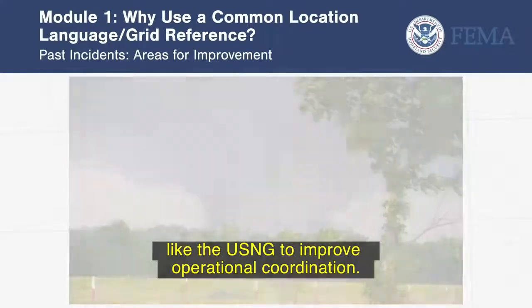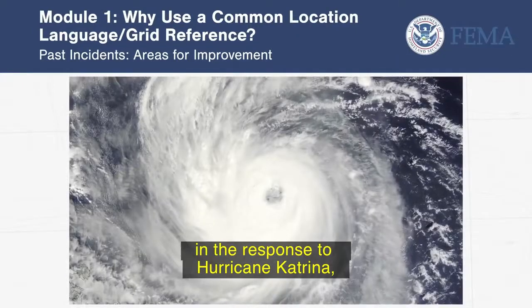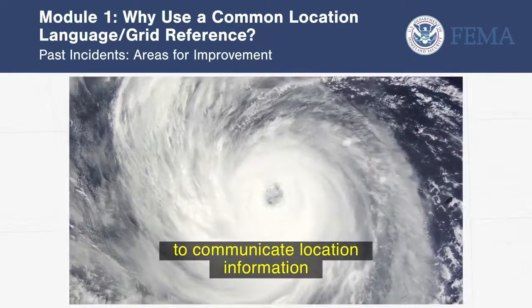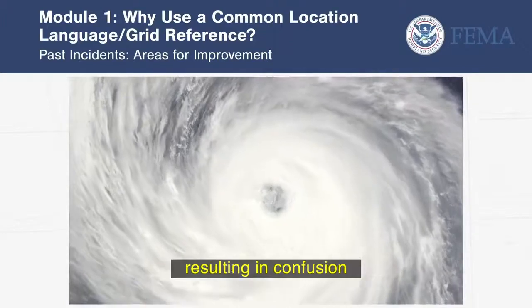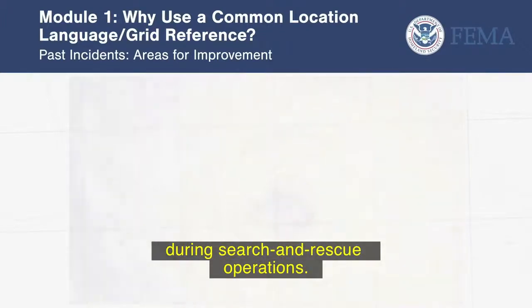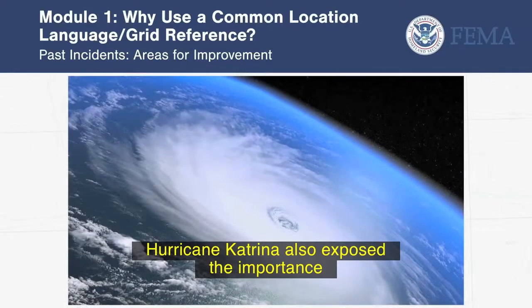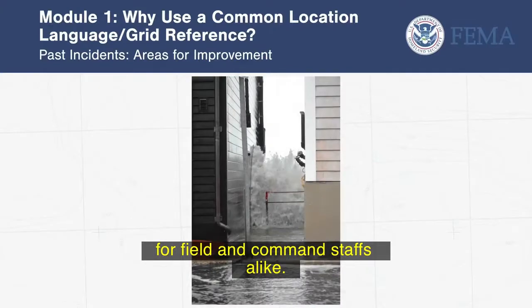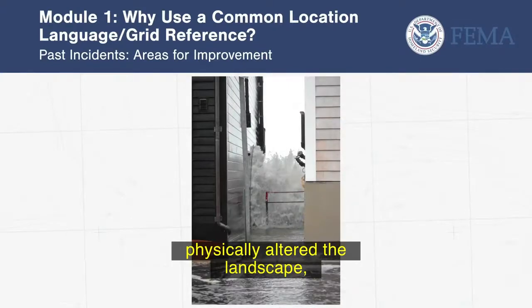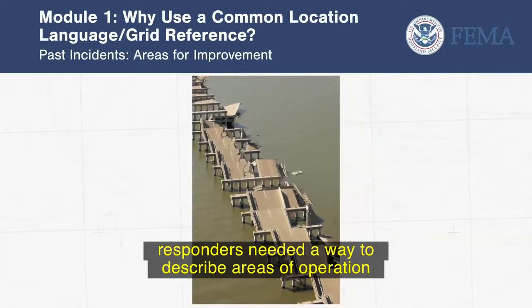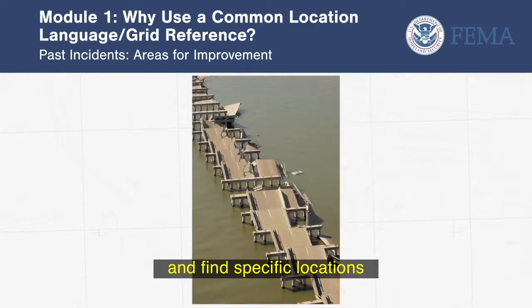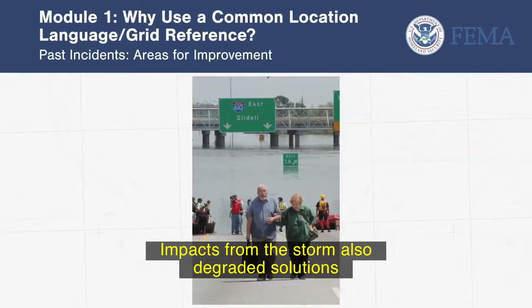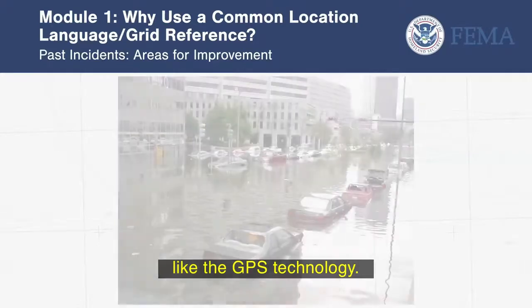operational coordination. For instance, in response to Hurricane Katrina, agencies did not always use a common, consistent method to communicate location information or situational awareness, resulting in confusion during search and rescue operations. Hurricane Katrina also exposed the importance of land navigation and map reading skills for field and command staffs alike. Because of the way the storm physically altered the landscape, responders needed a way to describe areas of operation and find specific locations without typical navigation cues such as street signs or even landmarks. Impacts from the storm also degraded solutions like the GPS technology.